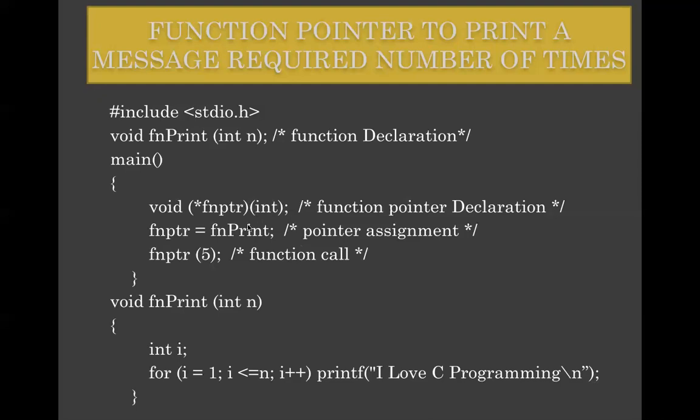Now, when I just say the function name, it means the address of the starting location of this function. So I can assign this to fnptr. Now, when I call fnptr, it holds the address of the function. It automatically goes there and executes that. I hope it's clear, right? This pointer to function is very simple if you understand it very clearly.